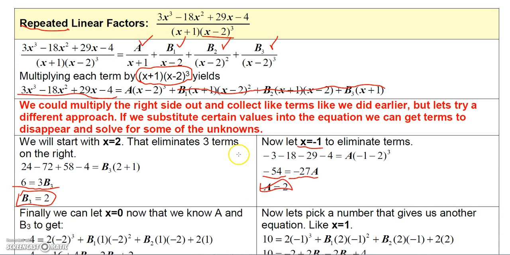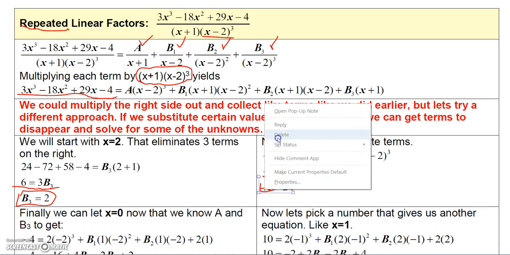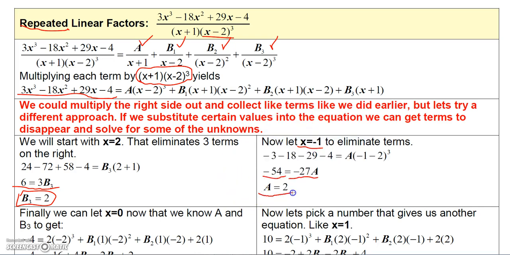So I've got the a and I've got the b3. Now I've got to get clever and figure out what the other values are. Okay, so I've got that a is 2 here. Let me clean that up. All right, so I know a is 2. I know b3 is 2.